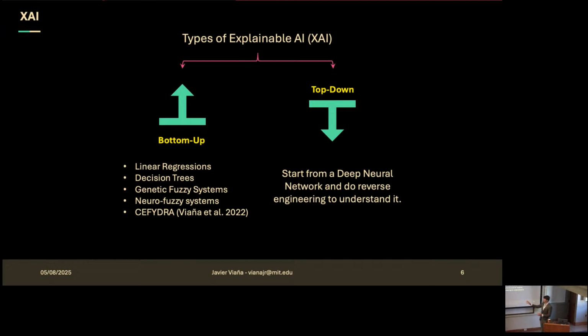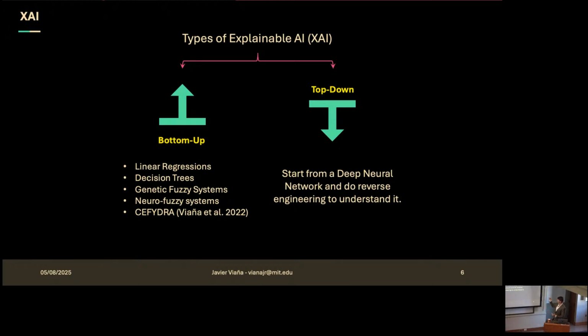Decision trees, genetic fuzzy systems. There's others, neuro fuzzy systems. Fuzzy logic has been leading some of the explainable AI world, in my opinion, for bottom-up approaches, right? And I'll be talking later in the luncheon, and I have one more slide, about CFIDER, which is a pipeline that my team and I worked on during the PhD. So I'll tell you a bit about that as well.